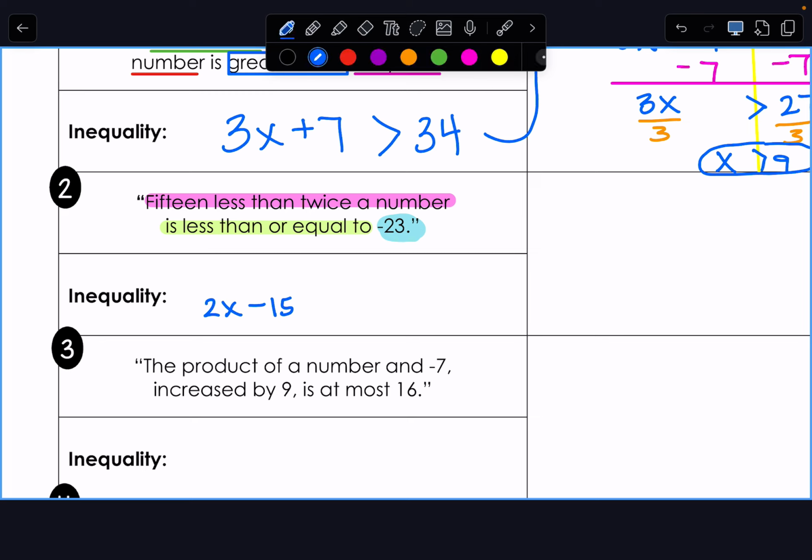So when we have that, less than is one of those turnaround phrases. 15 less than twice a number means that 15 is coming second. Which is also why Kira in the first one wrote 3x plus 7. Okay. So this is 2x minus 15 is less than or equal to negative 23.